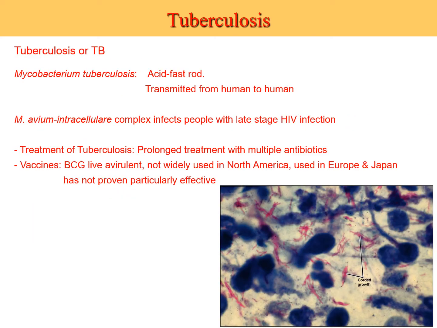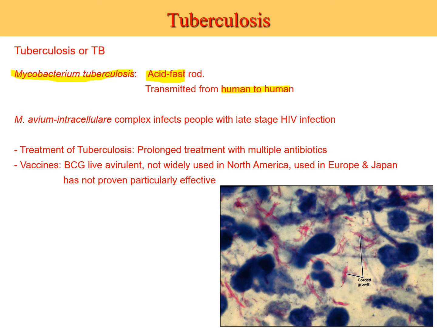Okay, let's move on to tuberculosis. TB, or tuberculosis, is caused by the microorganism Mycobacterium tuberculosis. It's a rod and it's acid fast, as you know. It does not stain with the gram stain. The lipid or wax in the coat makes it resistant to gram staining, but it is an acid fast type of staining organism.